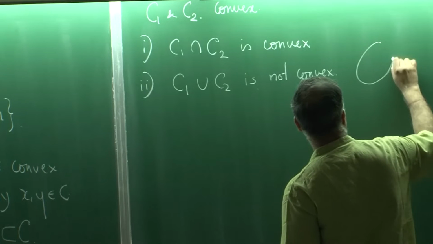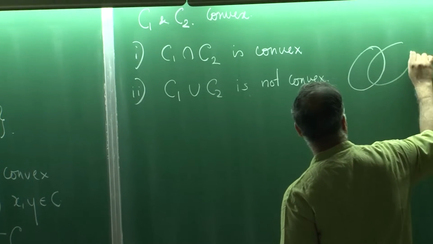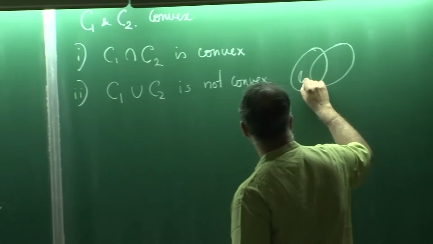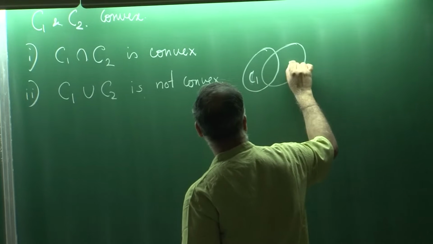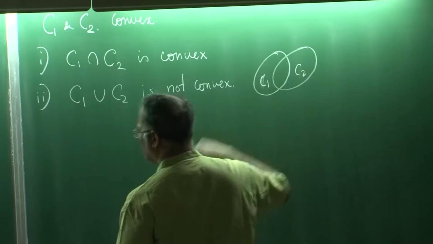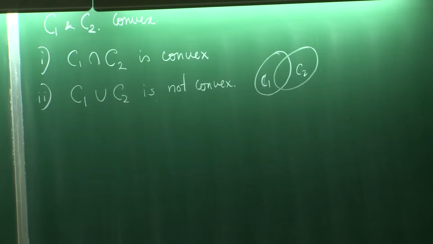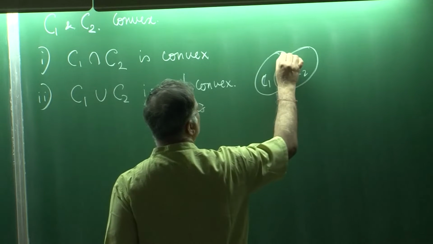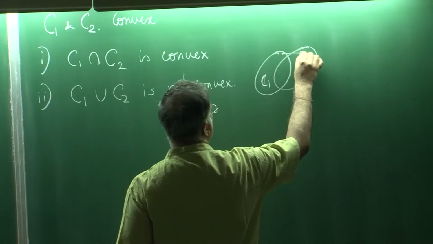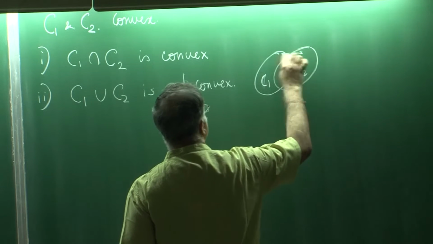Because, for example, you take this one and this one. So, this is say C1 and this is C2, you take the union of these two. You can easily see that there are 2 points where, if I join them by a line segment, part of it is outside.